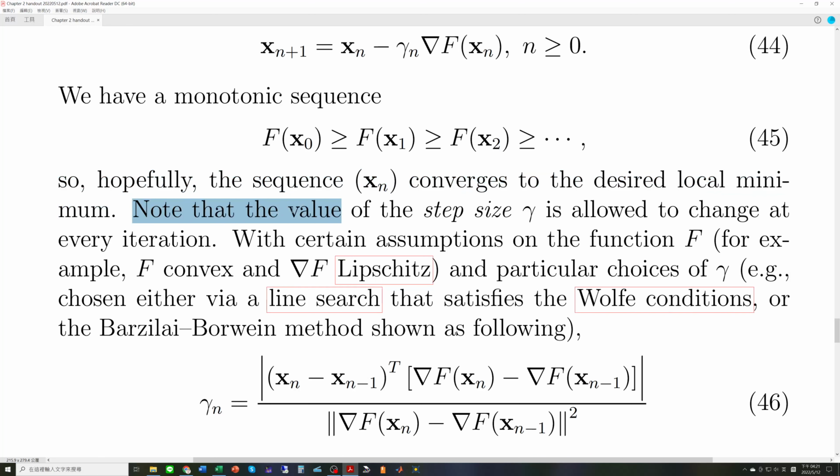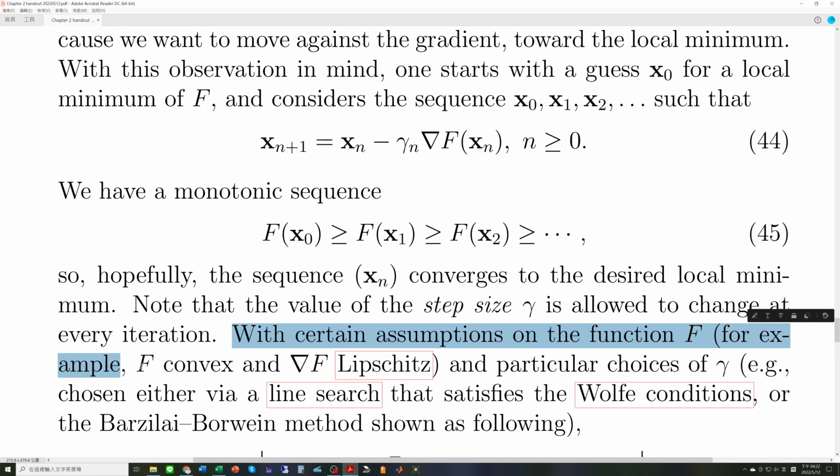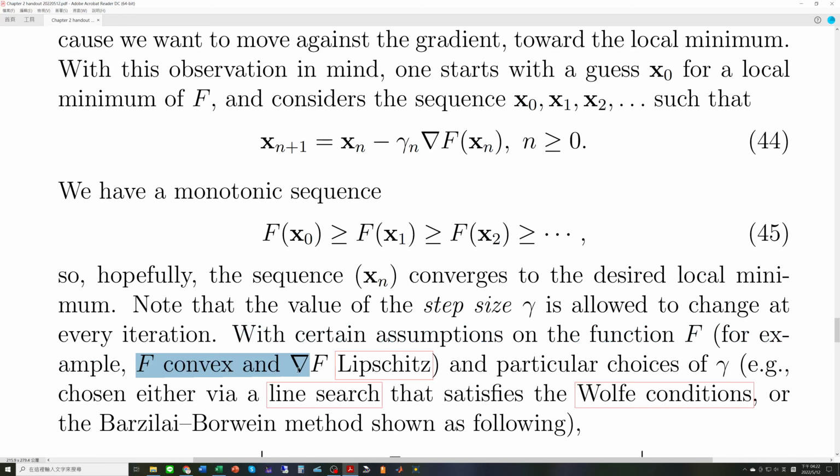Note that the value of the step size gamma is allowed to change at every iteration. So I wrote gamma n in equation 44. This means that for different iteration n, gamma n can be different. With certain assumptions on the function f, for example, f convex and the gradient of f is Lipschitz.